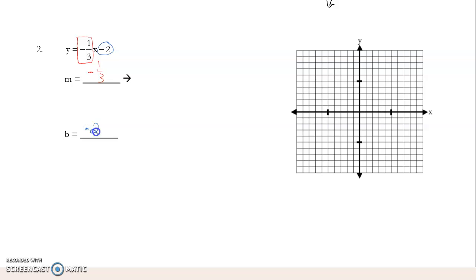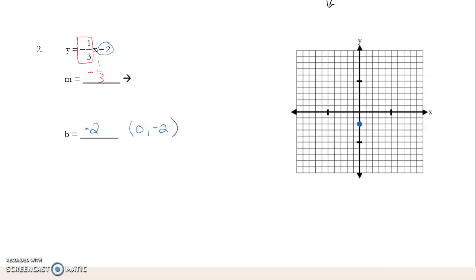So since my y-intercept is -2, I am going to start or plot the point 0, -2. Always 0 as my x coordinate. So I go to 0, -2, and I plot that. That's where I will begin.